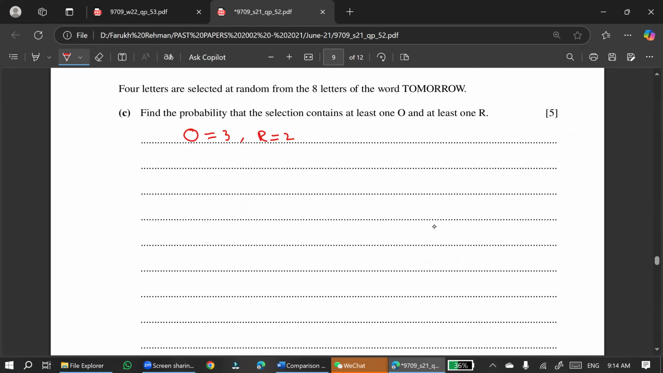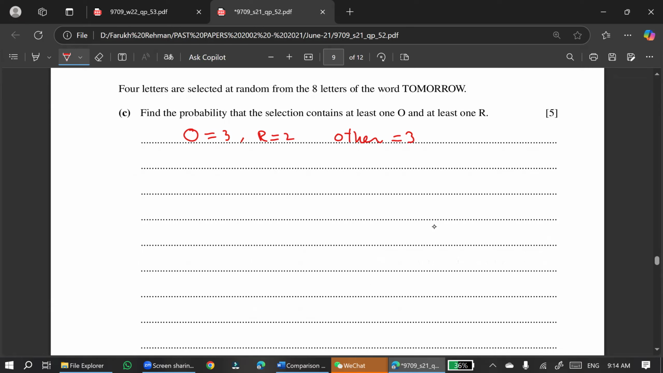Two R's. We want to select, and other letters are 3. We want to select 4 letters. Find the probability that the selection contains at least one O and at least one R. At least one O, at least one R.